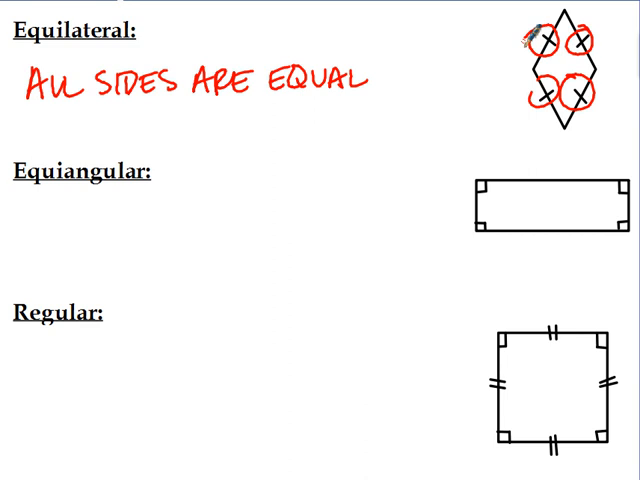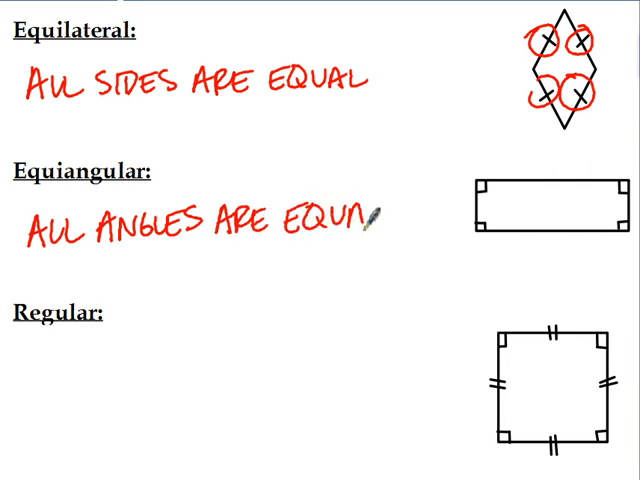Equiangular, then, would be that all the angles are congruent, or equal. Congruent, equal, those two words mean the same thing. So here I put another quadrilateral, only this time it has all 4 angles 90 degrees, so that means all 4 angles are equal.